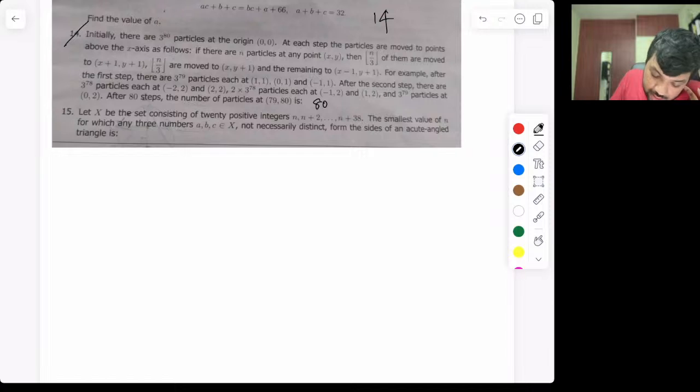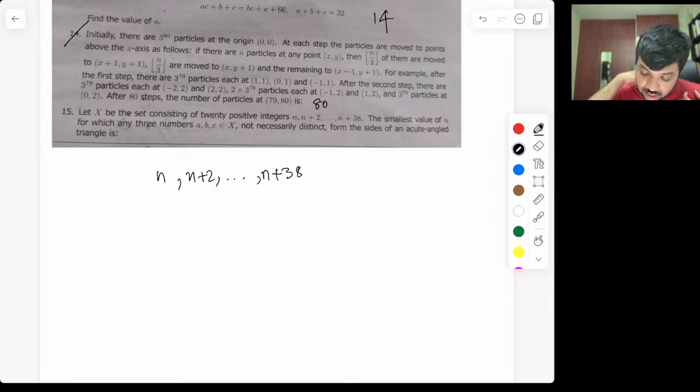So you have n, n plus 2, up to n plus 38, right? The smallest value for which any 3 numbers a, b, c, not necessarily distinct, form the sides of an acute angle triangle. Oh, not necessarily distinct. Okay. Any 3 numbers. So what is the condition?